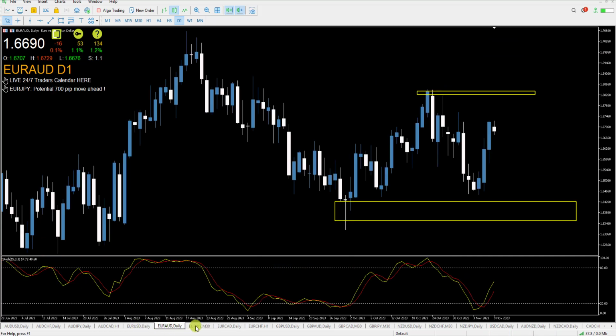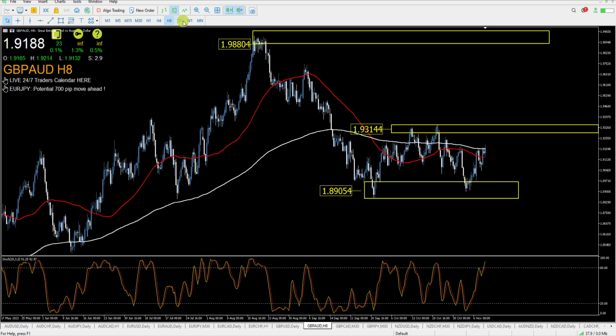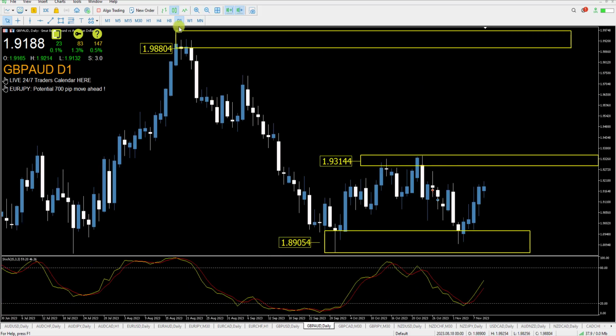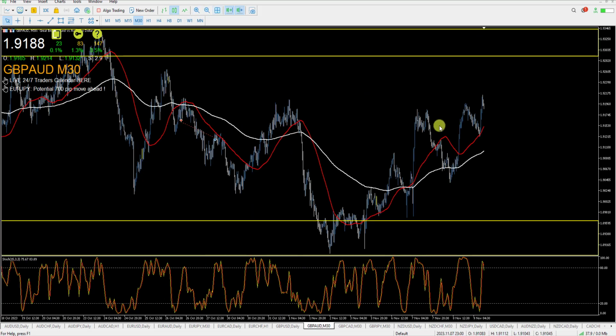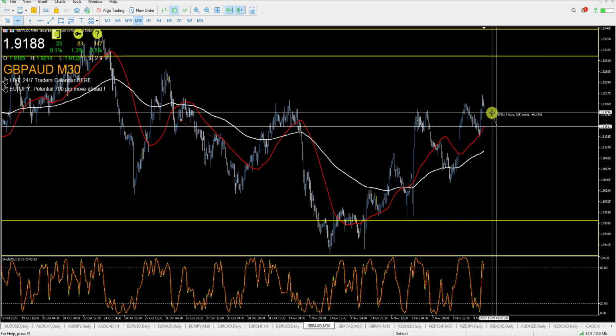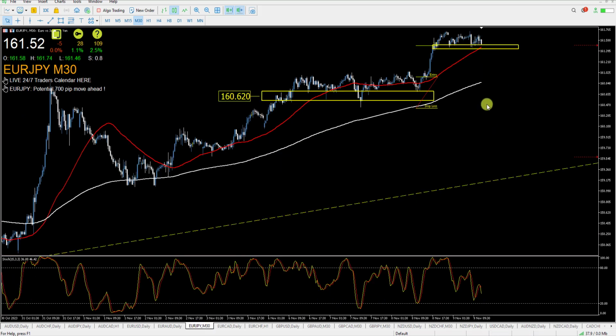We could probably look into Euro Aussie and Pound Aussie. Pound Aussie is working within this daily range at the minute. If we look at the 30-minute time frame, we did rebound from the 50 MA. So I do feel like there could be an option to see Pound Aussie into that 0.9300 area. But I don't think it's my favorite chart. I think Euro Yen is where I want to be looking at potential opportunities. So that's what I'm going to be looking at going into today.